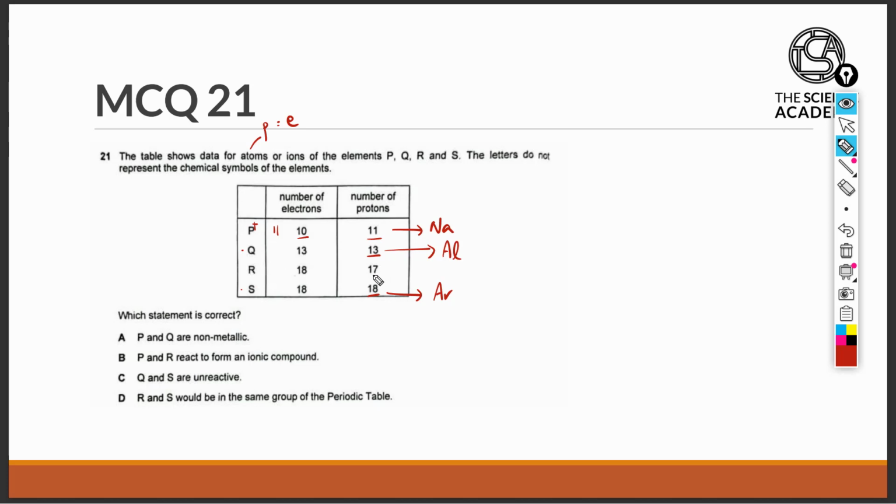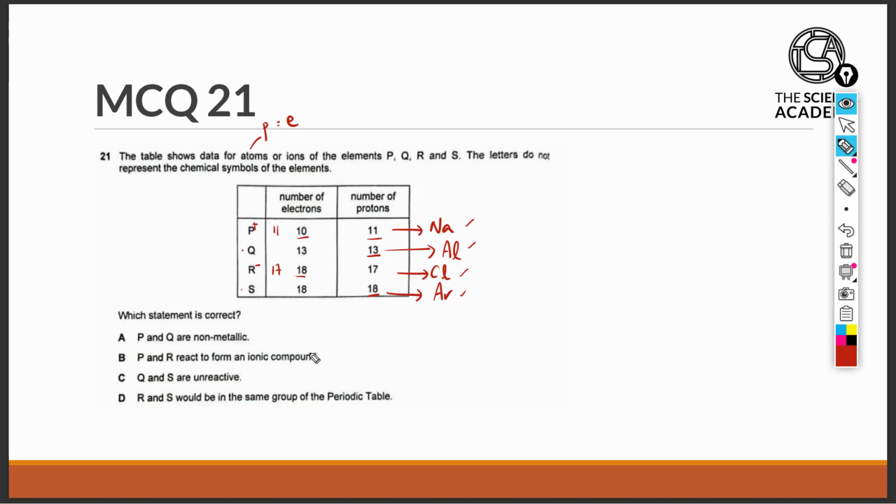For R, it has 17 protons and 18 electrons. So from 17 electrons originally, it has gained 1 electron to get a total of 18 electrons now. So R is actually an R minus ion, and the element that has 17 protons is chlorine. So by identifying the elements, we can then go on and find the correct answer.